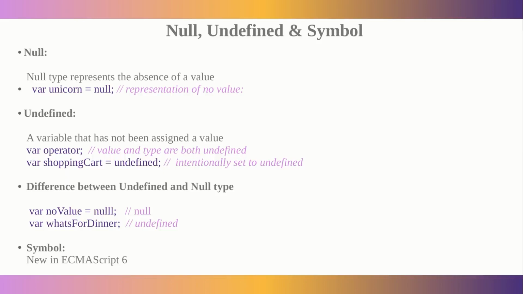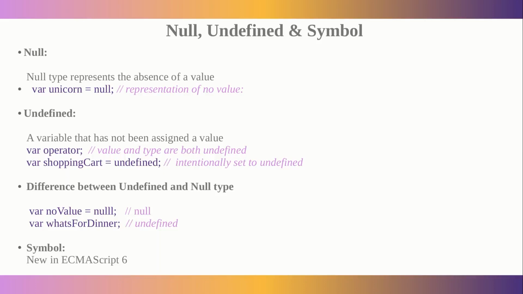And lastly, let's talk about symbol. Symbol is a new primitive data type, and we won't talk about it in detail. It extends the functionality of objects, and we will leave it at that since we won't be using it in any of our projects. So we've discussed all these data types.